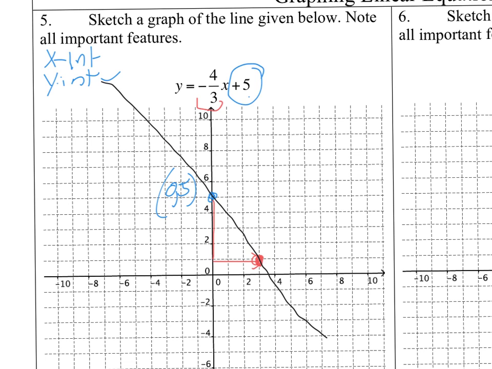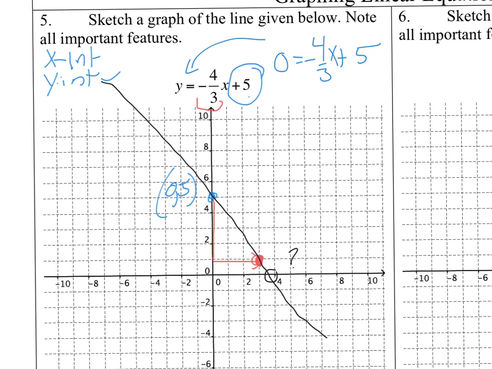The one point I don't know yet is that x-intercept. I'd like you to remember that if you're trying to find the x-intercept, we're going to plug in 0 for y. So we get 0 is equal to -4/3 x plus 5, and I lost my x.